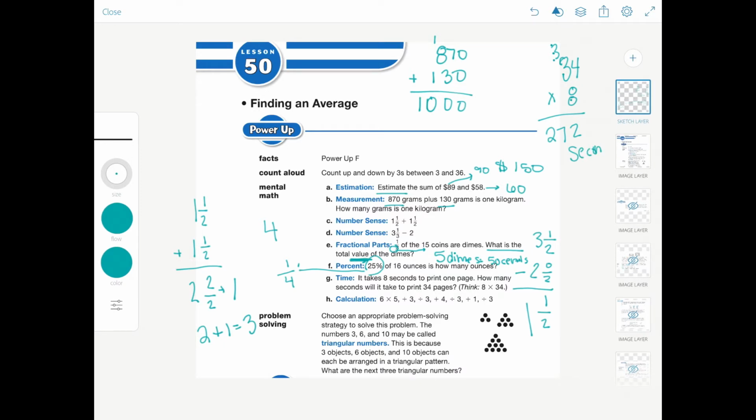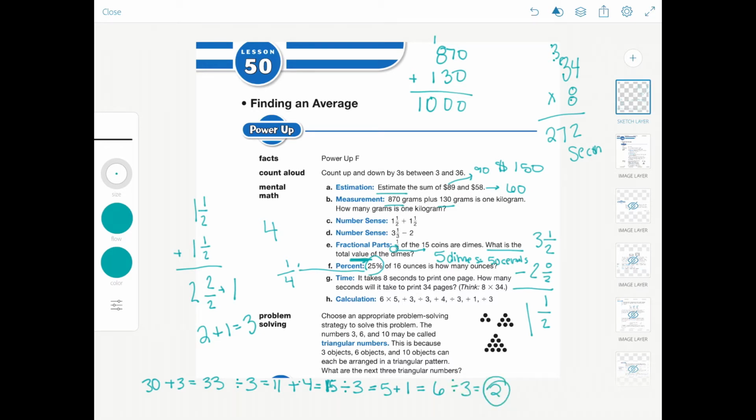All right, we need to do 6 times 5. Hold on, am I writing it somewhere? All right, here we go. There we go. 6 times 5 is 30, plus 3 is 33, divided by 3 is 11, plus 4 is 15, divided by 3 is 5, plus 1 is 6, divided by 3 is 2.